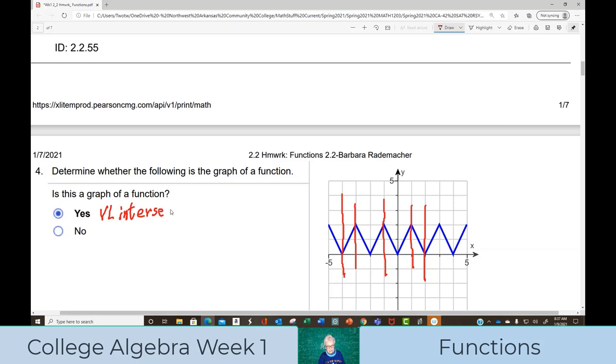A vertical line intersects the graph at only one point.